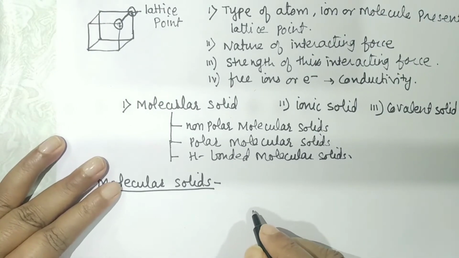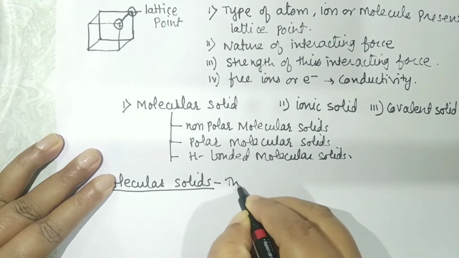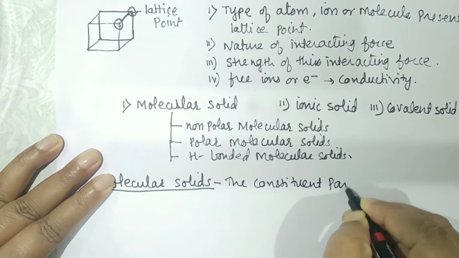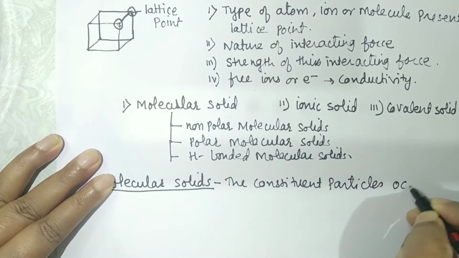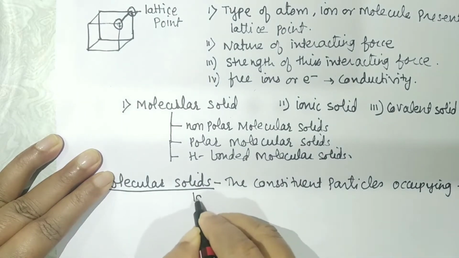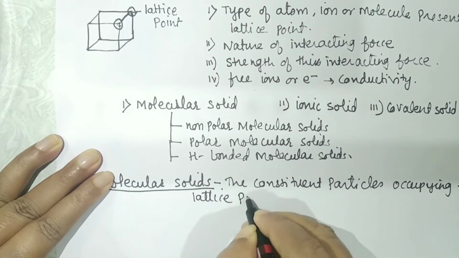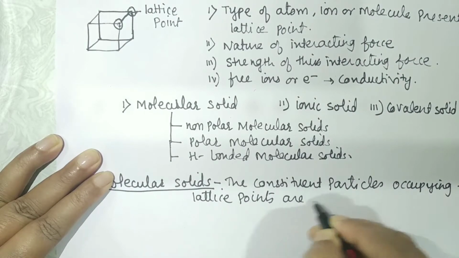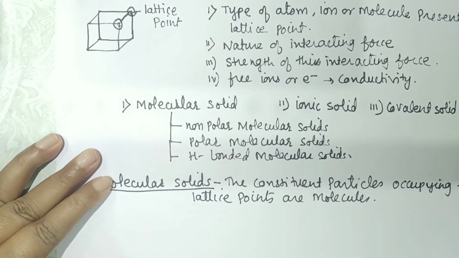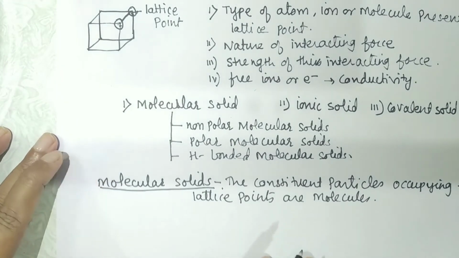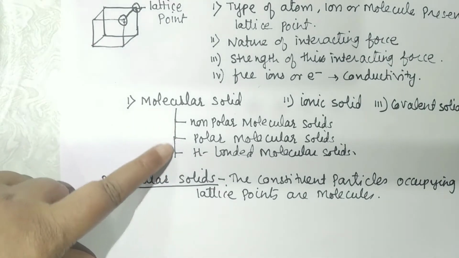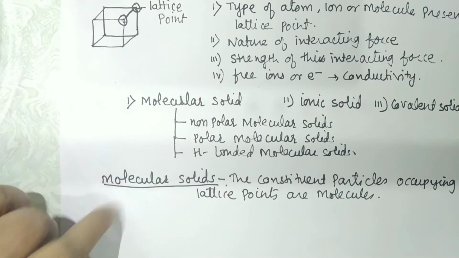Now what are molecular solids, students? The constituent particles occupying the lattice points are molecules. Then we call it molecular solids. Now depending upon the interaction between those molecules, we further classify molecular solids into those three types. So let us study those three types one by one.